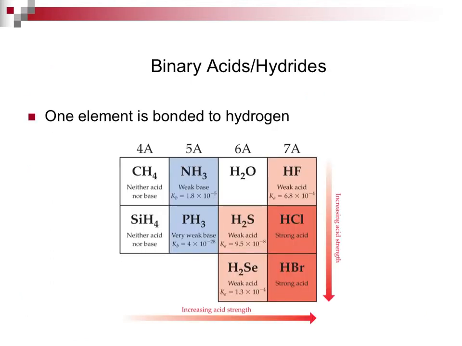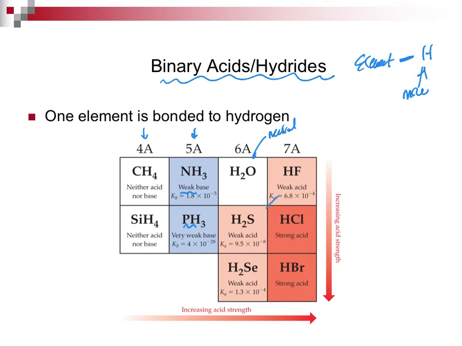So it's like a potpourri section here, a little bit of everything. When we talk about binary acids and hydrides, we mean one element bonded in some way to hydrogen. There can be more than one, but we just have two different elements. Notice what happens. In group 4A, we don't have acid or base properties. In group 5A, each of these hydrides are weak. We have our neutral water, just like the first one was neutral.